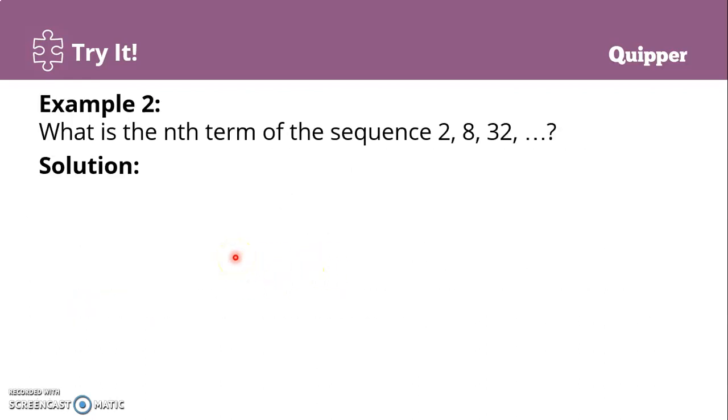Let's have example 2. What is the nth term of the sequence 2, 8, 32, and so on? When we say nth term, we are looking for the general term. Okay, the general formula. So we have, the first term is 2, and the ratio is 8 divided by 2, that is 4. 32 divided by 8, that's also 4. So the common ratio is 4. And therefore, we are sure that this sequence is a geometric sequence.